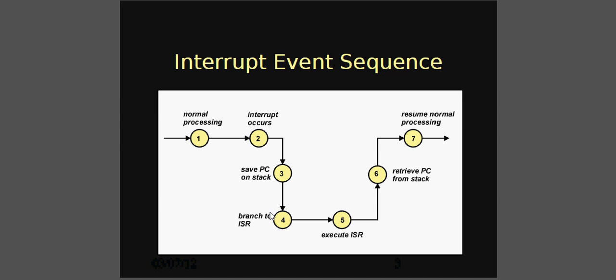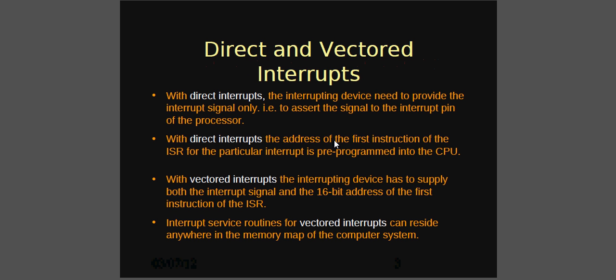And then it starts to branch to the ISR, meaning it takes the new address of the interrupt service routine, goes to this set of code for the interrupt, and executes the ISR at that address. When they are done with the ISR execution, it will retrieve back the PC. Whatever PC was saved earlier will be retrieved back and normal processing resumes. It's just a simple procedure of how the 8085 services the interrupt.